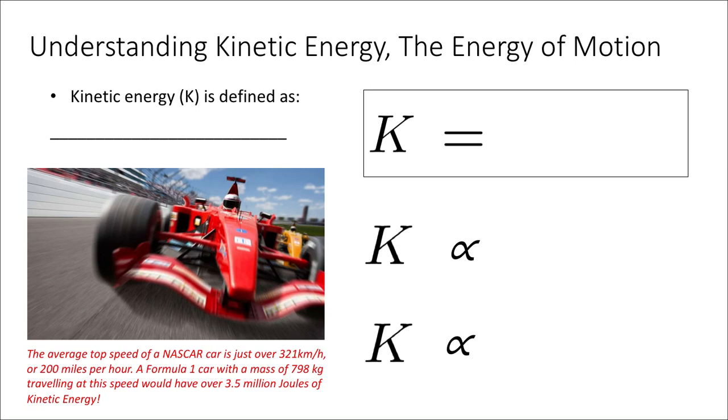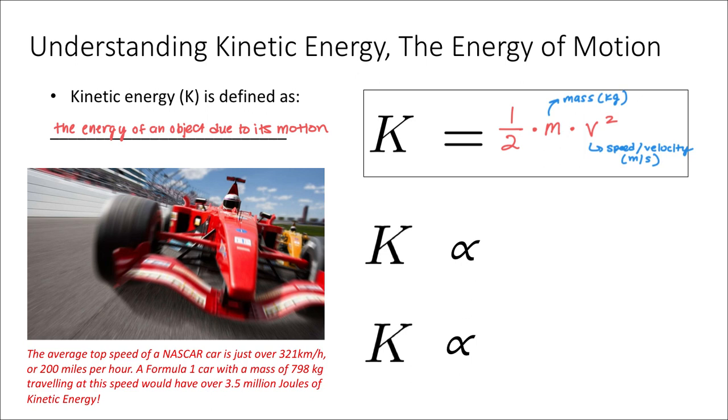So as we defined earlier, kinetic energy is a useful form of energy that we associate with objects due to their motion. In order to quantify the kinetic energy of an object in motion, we can use this formula. The kinetic energy of an object is 1/2 multiplied by the mass of that object in kilograms, multiplied by the square of its speed or velocity.